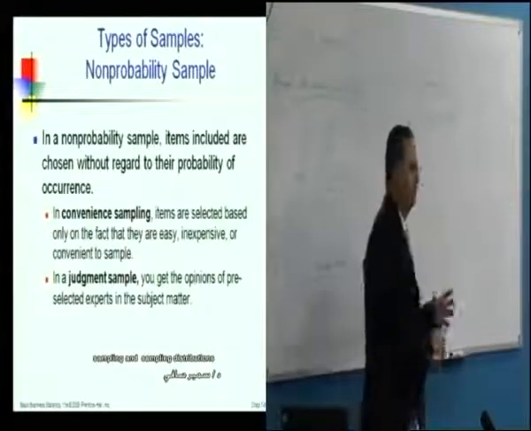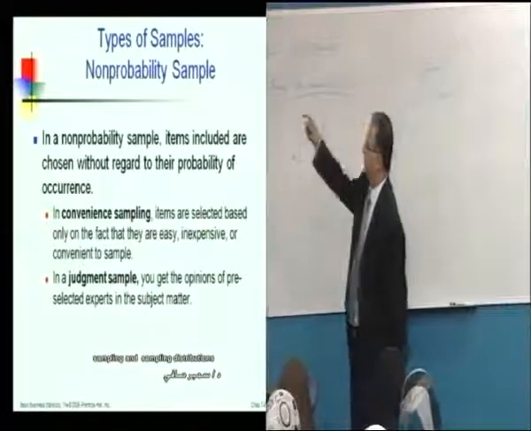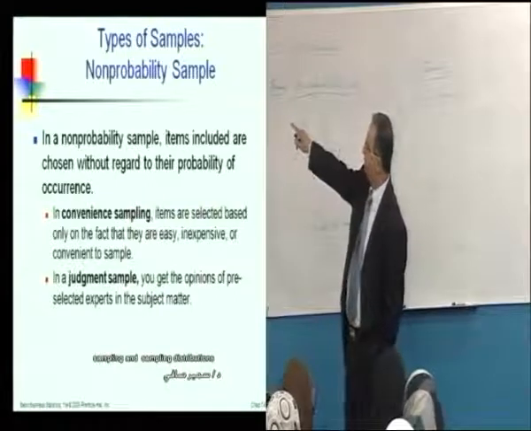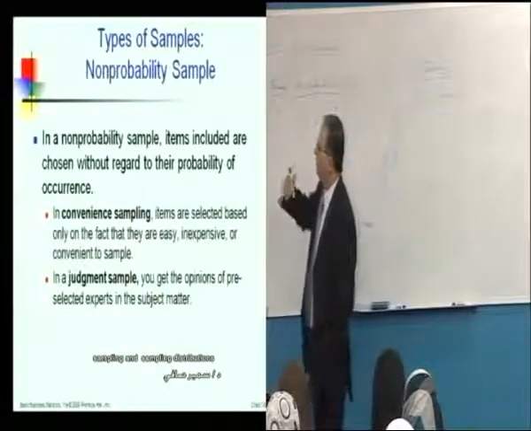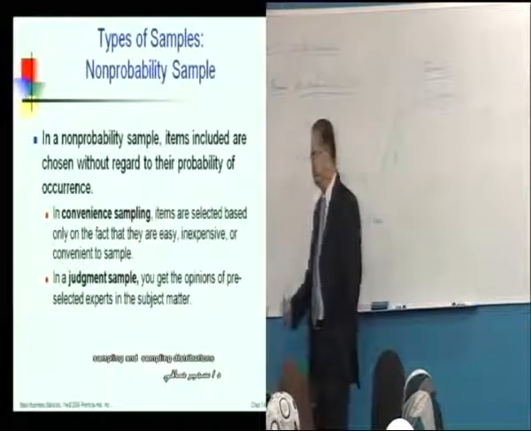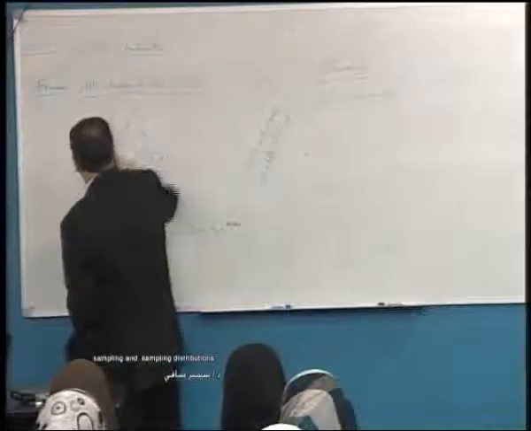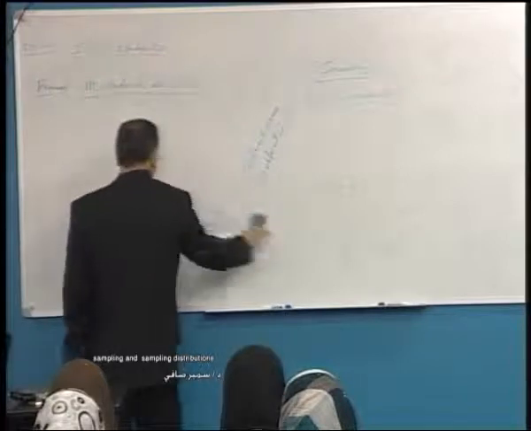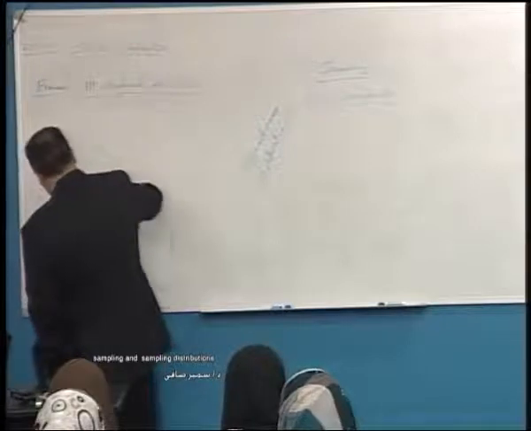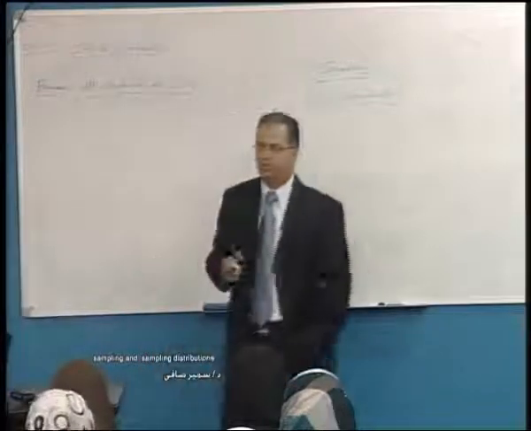Let's see the definition of each type of samples. Let's start with non-probability sample. In non-probability sample, items are included or chosen without regard to their probability of occurrence. So that's the definition of non-probability. For example, again, non-probability sample means you select the items without regard to their probability of occurrence.